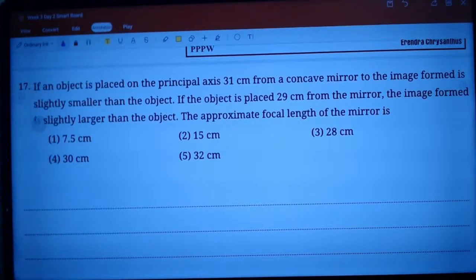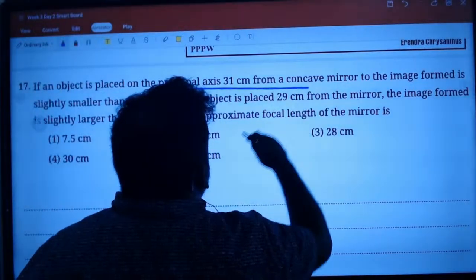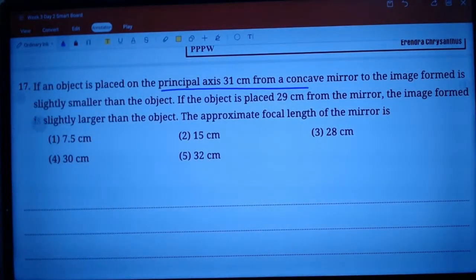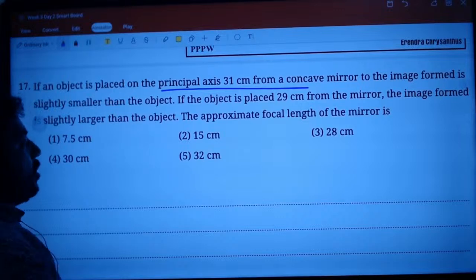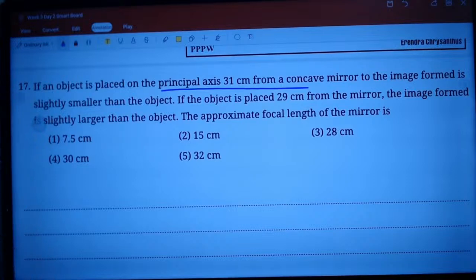Okay. An object is placed on the principal axis 31 centimeter from the concave mirror and the image formed is slightly smaller than the object. If the object is placed 29 centimeter from the mirror, the image is larger than the object. Now remember this, this particular question is from your O-level knowledge.